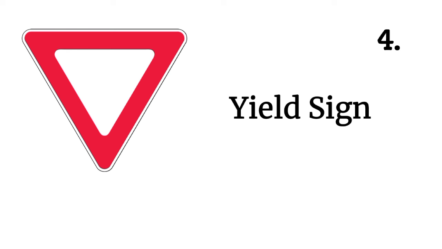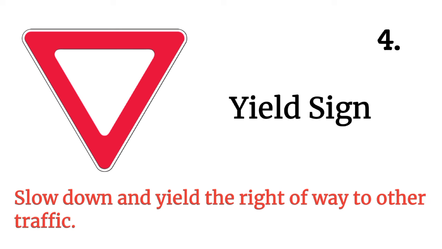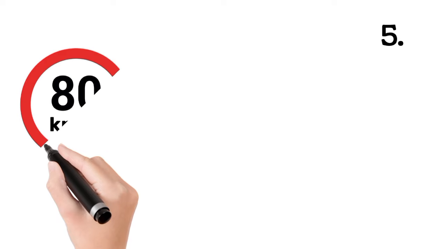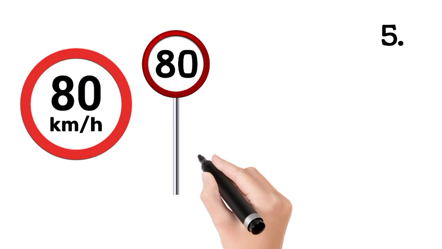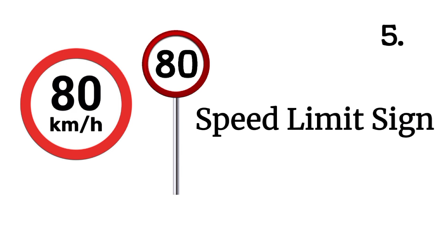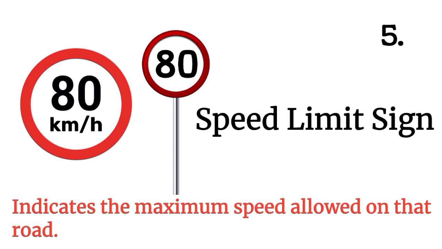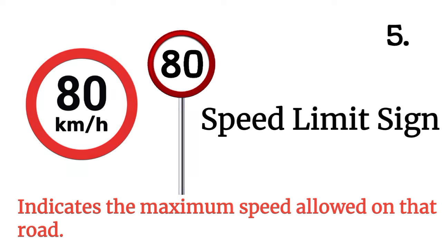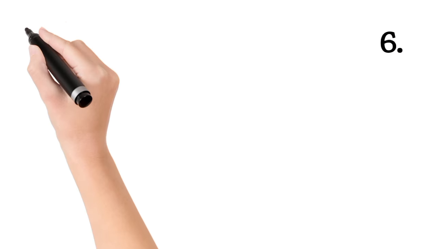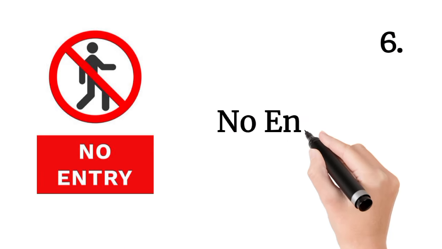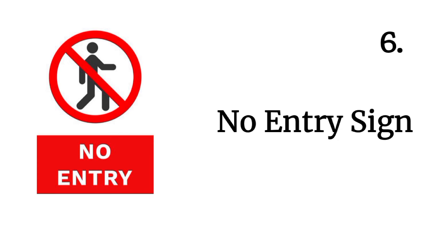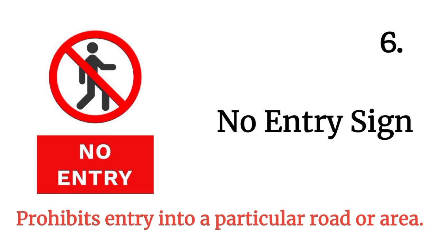Yield sign. Slow down and yield the right of way to other traffic. Speed limit sign. Indicates the maximum speed allowed on that road. No entry sign. Prohibits entry into a particular road or area.